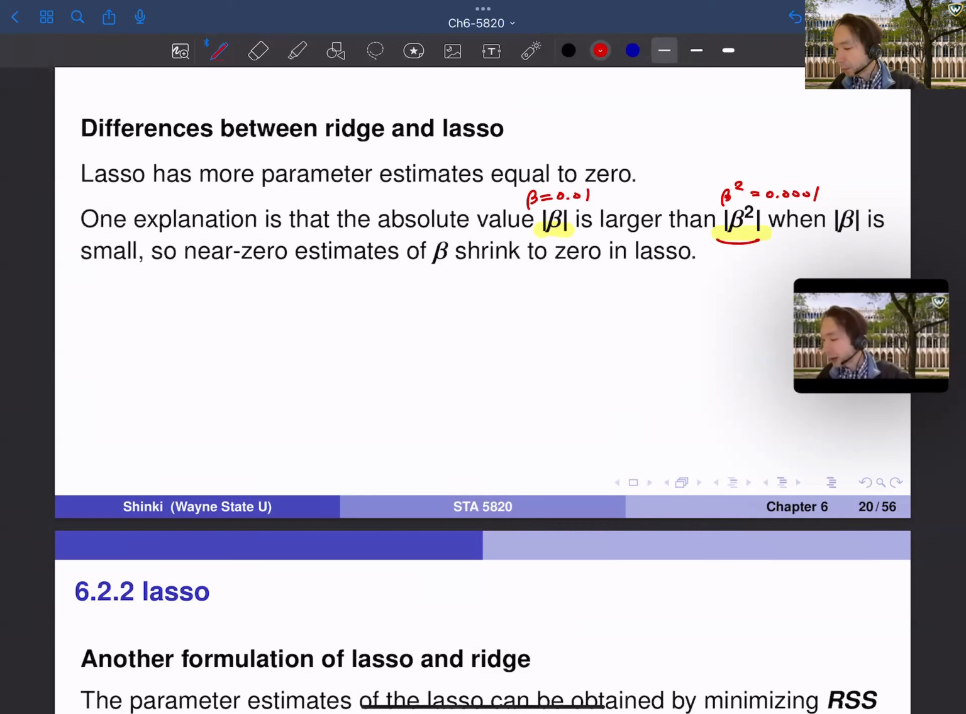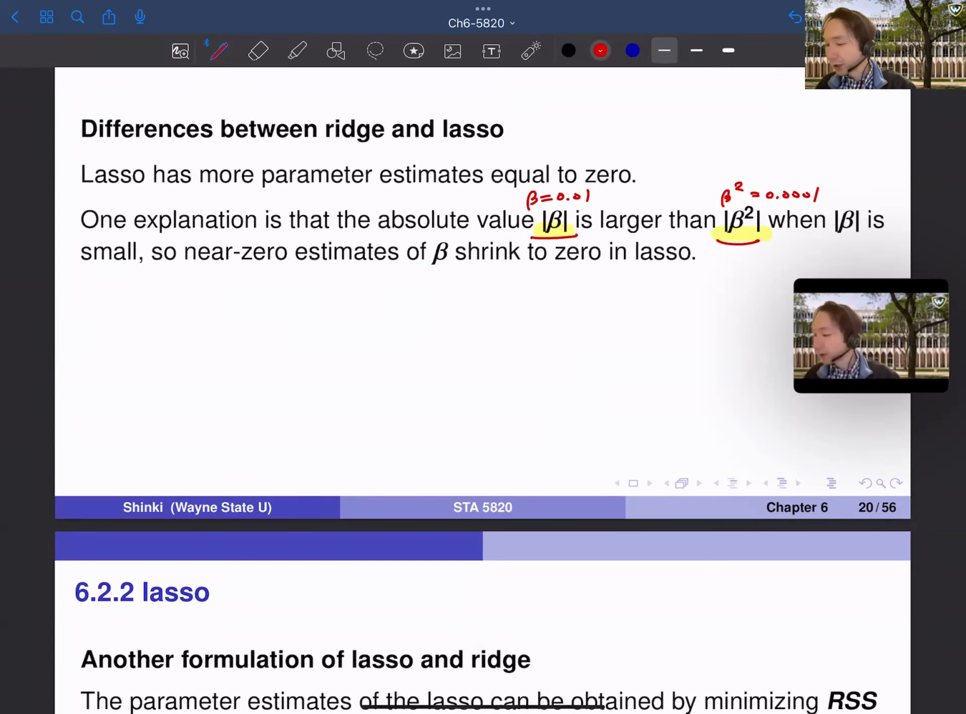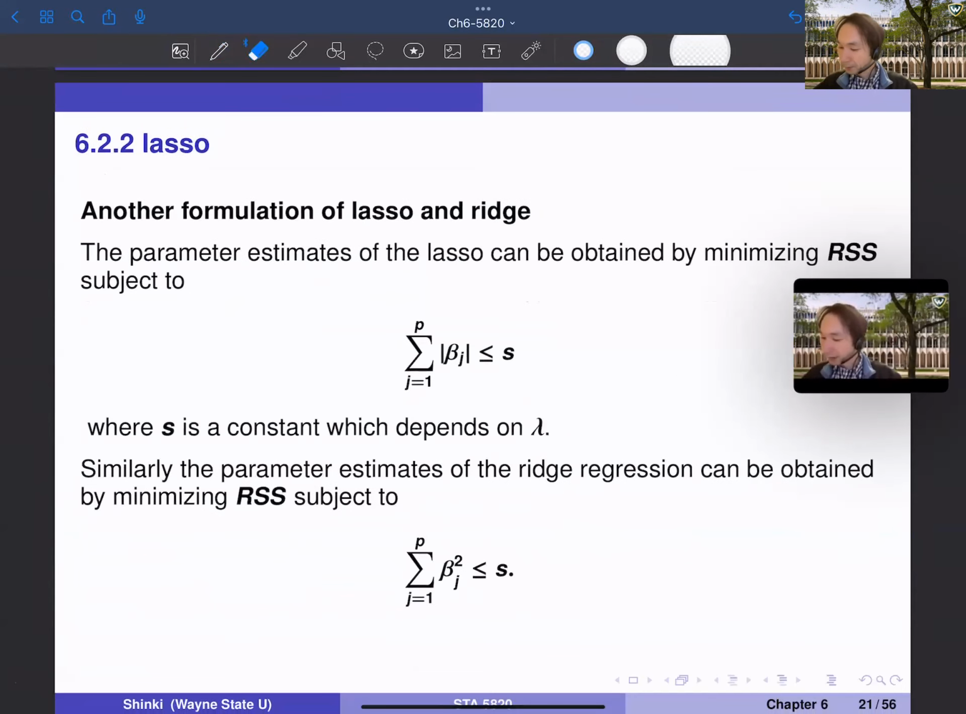But in lasso regression, the size of the penalty is pretty large. So if beta is actually pretty small in the least squares estimate, then in lasso regression the beta becomes 0, so it shrinks to 0. That's the one big difference.